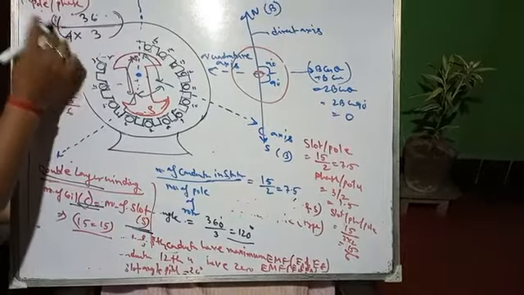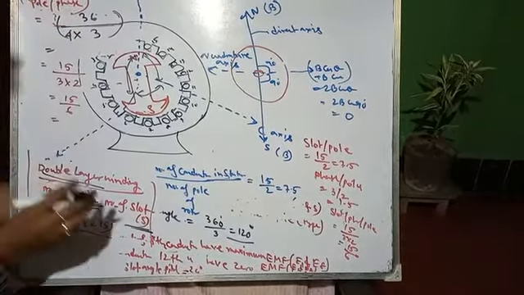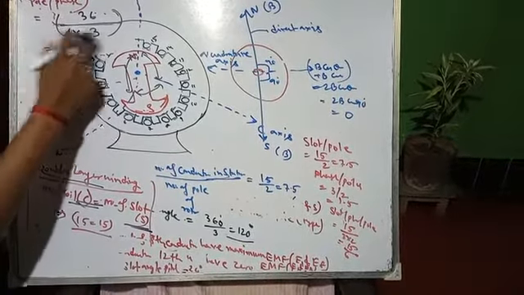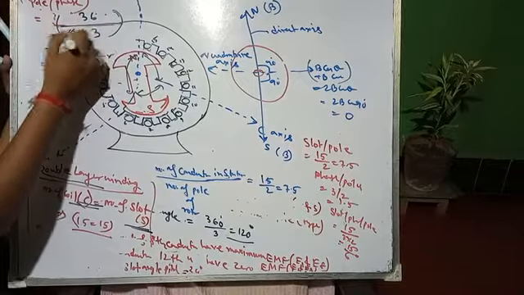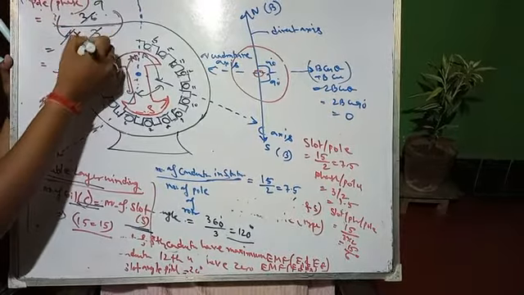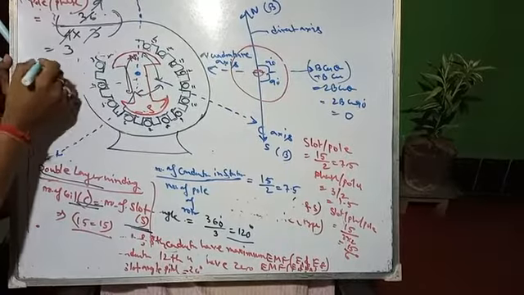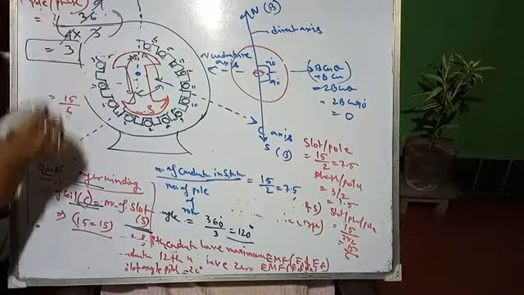Always remember, any AC machine has 3 phases, and here it is given as a 3-phase winding, right? So 36 by 4 into 3. What will be your answer? 36 by 12, that is 3. So slots per phase per pole will be 3.